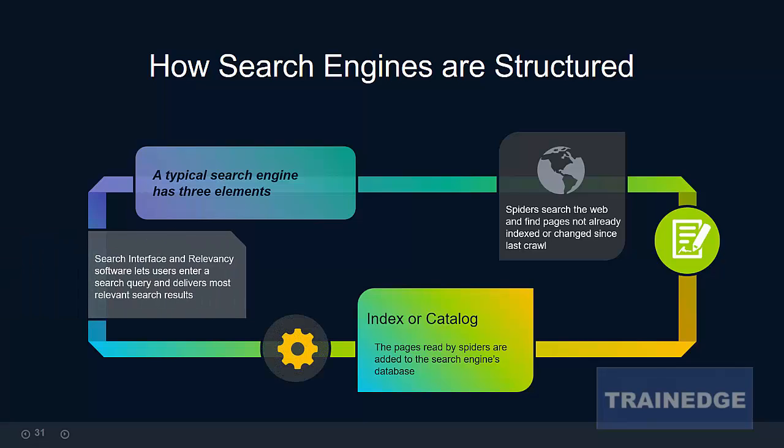The third part of the search engine is the search interface and relevancy software. So Google.com is the third part of Google. It's a search interface where you go and enter your search term. And once you enter the search term, the relevancy software or the search algorithm then looks through the index and delivers the most relevant search results to you.